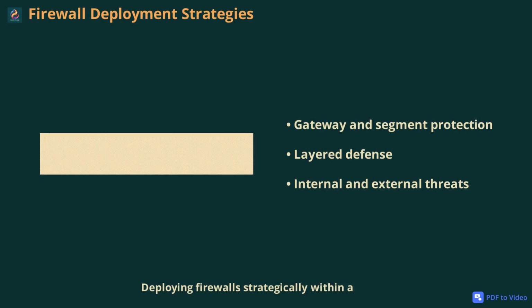Deploying firewalls strategically within a network is crucial for comprehensive protection. Firewalls can be placed at the corporate network gateway to filter traffic between the internal network and the internet. Additionally, internal segment gateways can protect sensitive departments like finance or HR from internal threats. By layering defenses, organizations can ensure robust protection against both external and internal attacks, safeguarding critical assets across the network.